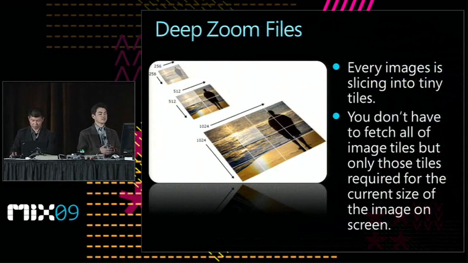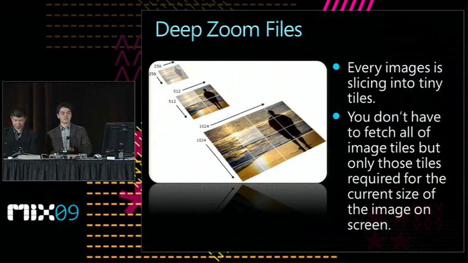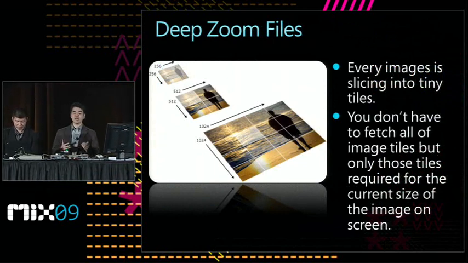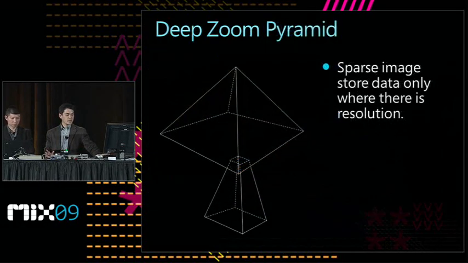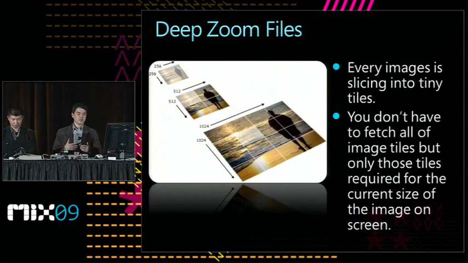So Deep Zoom files, as you can see, every image is sliced into tiny tiles. And you don't have to fetch all of the image tiles, but only those tiles required for the current size of the image on screen. And also, I should mention that these levels correspond to that folder structure.